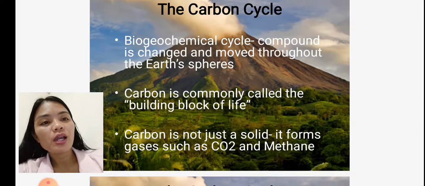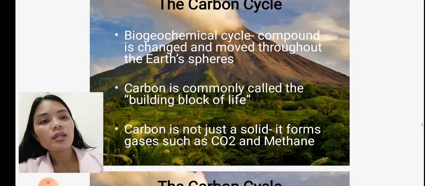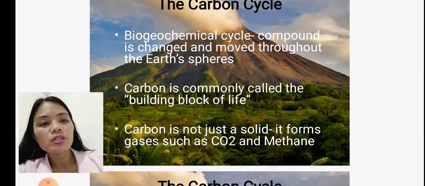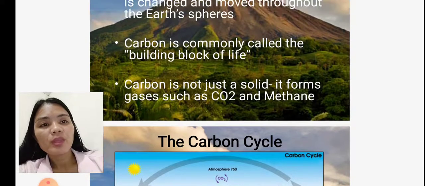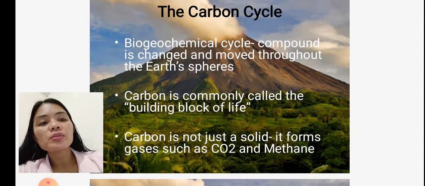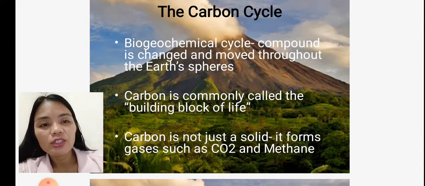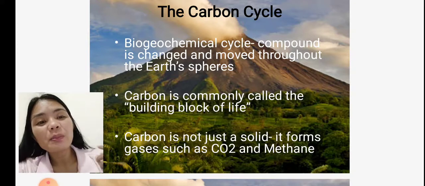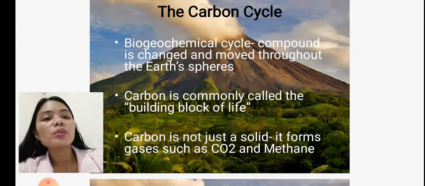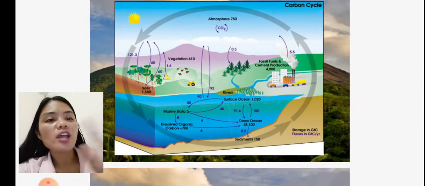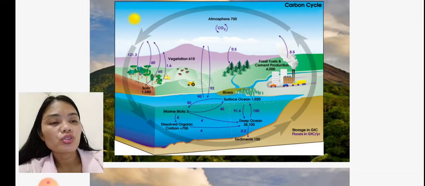Ayan, binanggit ko na to kanina, carbon cycle, biogeochemical cycle, compound is changed and moved throughout the Earth's surface. When we say carbon, it is not just a solid, it forms gases such as yun yung sample na binigay ko, the carbon dioxide and the methane. Yung mga gas material na gaseous substance na nare-release ng mga sasakyan, ng pabrika, and yun. So, carbon is commonly called the building block of life. Ayan siya. This is the exact illustration. So, binanggit natin na kasama yung mga release from fossil fuel, cement production, ano pa ba? Saan pa ba?